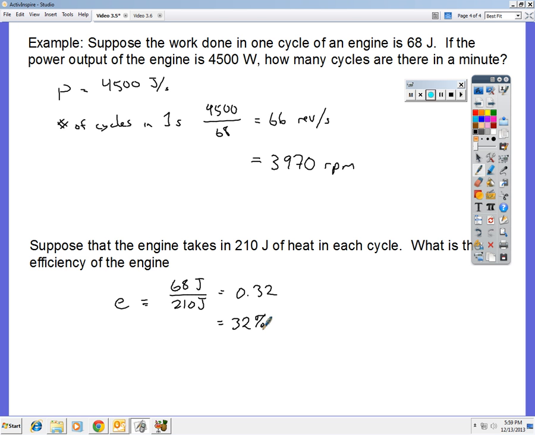So for this video, what you need to know is how to read a PV diagram, how to recognize the 4 special kinds of processes: isobaric, isochoric, isothermal, and adiabatic. You need to know what a heat engine is. You need to know how to apply conservation of energy to it. And you need to know the definition of efficiency.